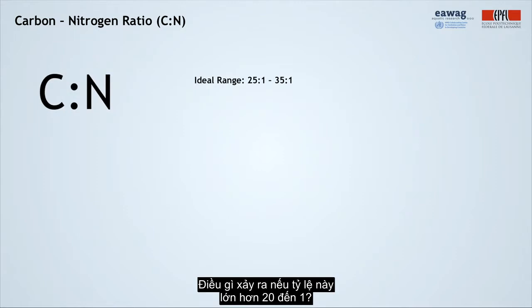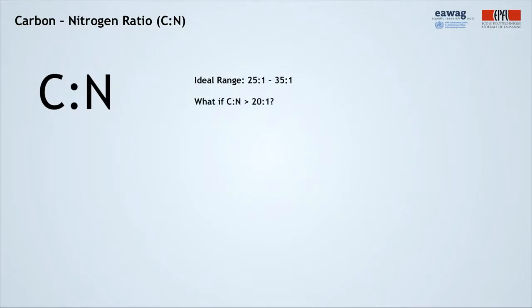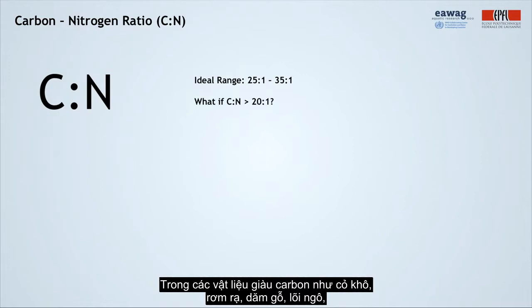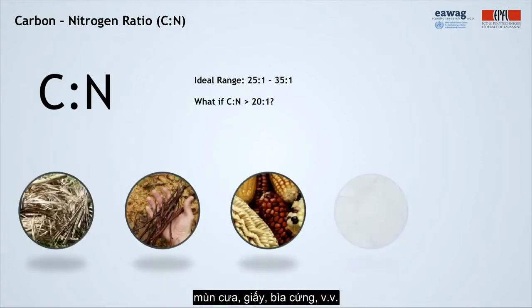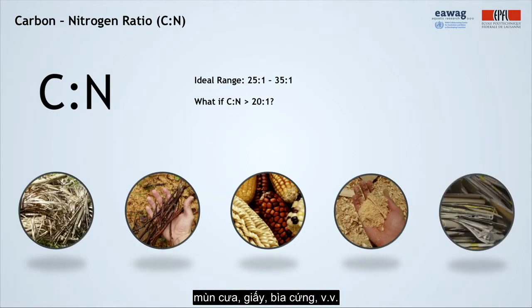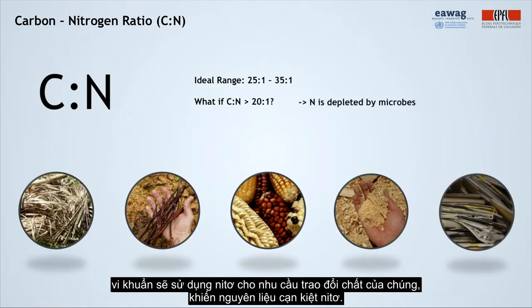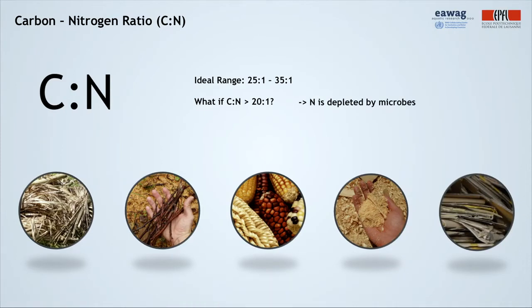What happens if the ratio is greater than 20:1? In carbon-rich materials such as hay, straw, wood chips, corn stalks, sawdust, paper, cardboard, etc., microbes will deplete the nitrogen, using it for their own metabolic needs.